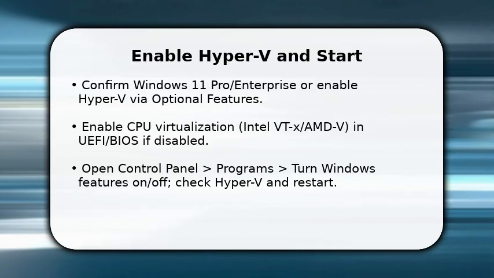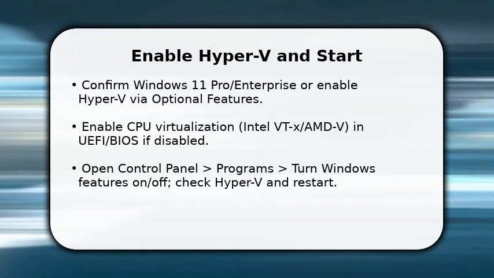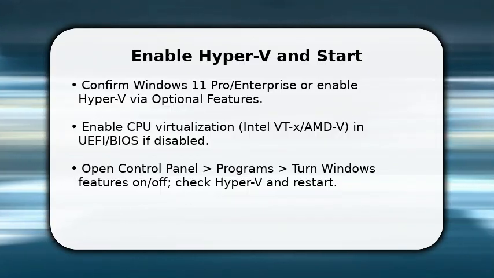Then back in Windows, turn Windows features on or off and select Hyper-V, including Hyper-V management tools. Make sure to restart when prompted. After the reboot, you'll have the Hyper-V Manager available, and we'll move straight into networking and VM creation.